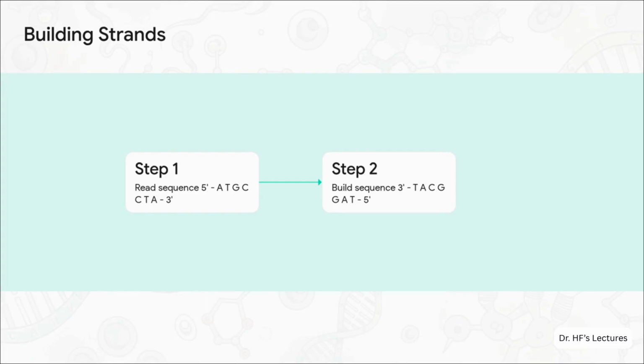Step 1. We read our original strand. Step 2. We apply our base pairing rules to build the complementary strand, reading the other way, from 3' to 5'. So where there's an A, we write a T. Where there's a T, we write an A. G becomes C, C becomes G, the next C becomes G, T becomes A, and finally A becomes T. And just like that, boom, you've perfectly translated the original strand into the complementary strand, TACGGAT. You just absolutely aced that exam question.